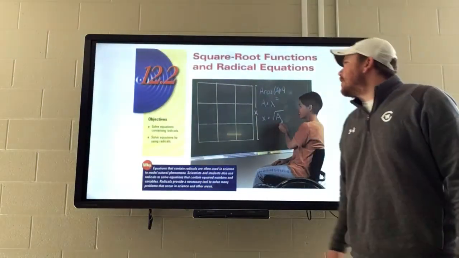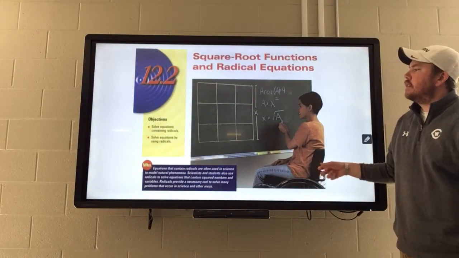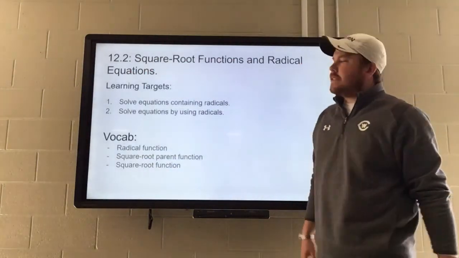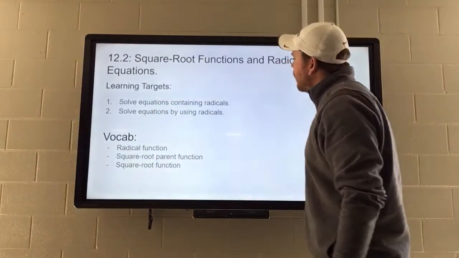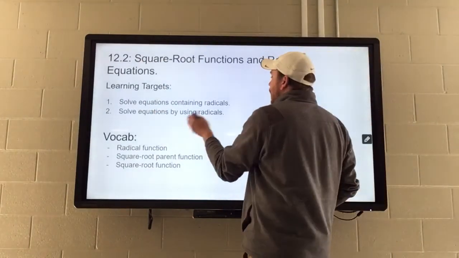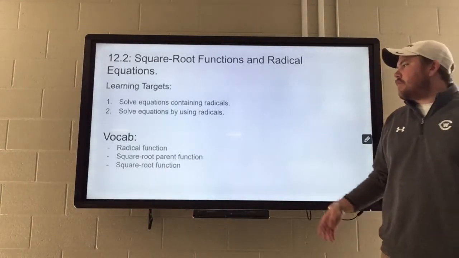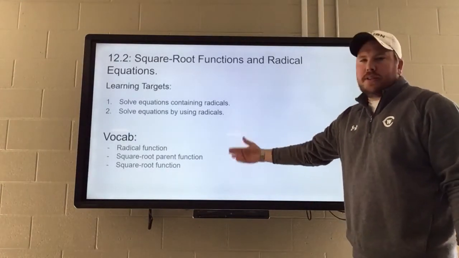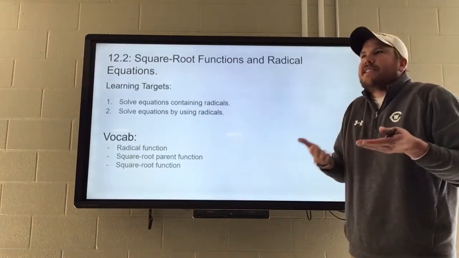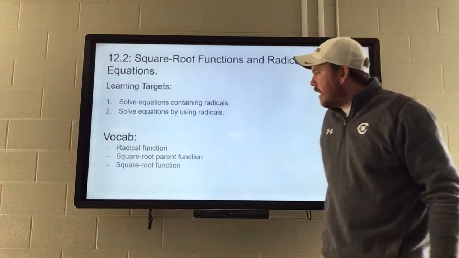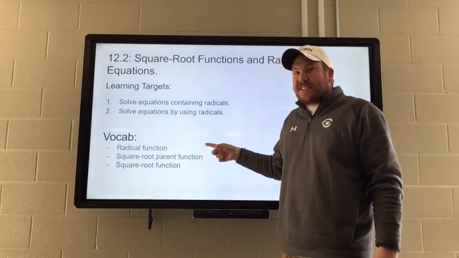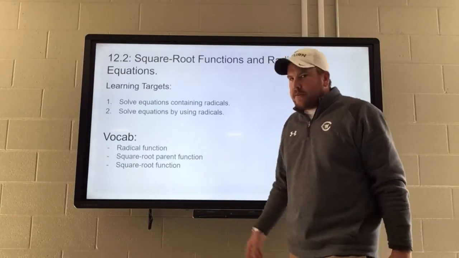Class, we're going to look at section 12.2 today. We have two learning targets today. We want to solve equations containing radicals, and we want to solve equations by using radicals. A couple of vocab today: radical function, square root parent function, the square root function. We know the parent function is just the simplest version of whatever function we're looking at. So the square root parent function is just the simplest version of the square root function.